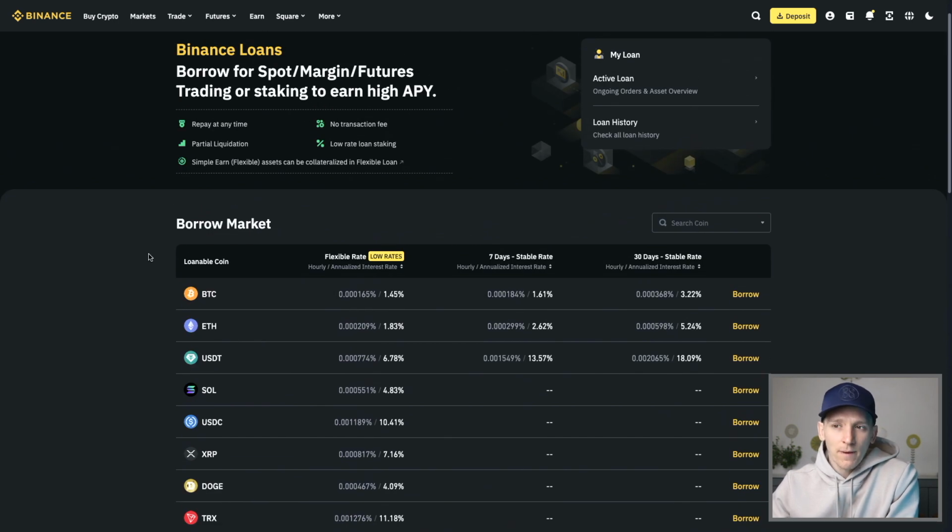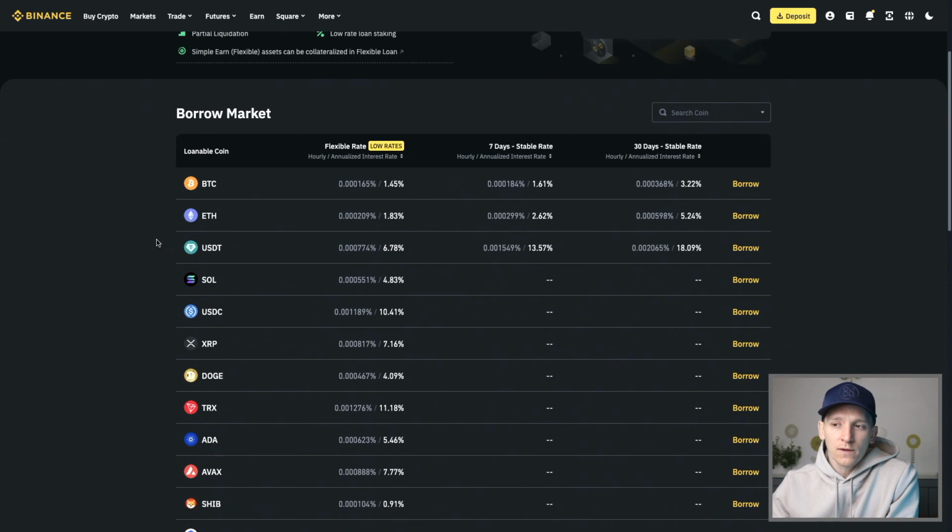But the main thing to know about Binance Loans is that they use something called over-collateralization. That just simply means that we have to put more of our crypto on the platform than they're going to let us borrow. So if you want to put $1,000 of Bitcoin on the platform, you can only borrow about 80% of that, so about $800. The reason being, crypto is very volatile.